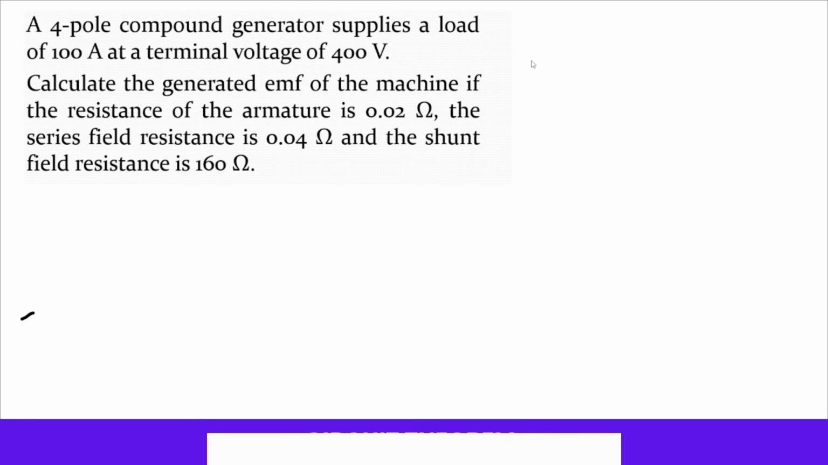Today we are going to explore the concept of DC machines by using this particular question. The question states that a 4-pole compound generator supplies a load of 100 amps at a terminal voltage of 400 volts. Calculate the generated EMF of the machine, if the resistance of the armature is 0.02 ohms, the series field resistance is 0.04 ohms, and the shunt field resistance is 160 ohms. So first of all, we need to understand the concept of compound generators.